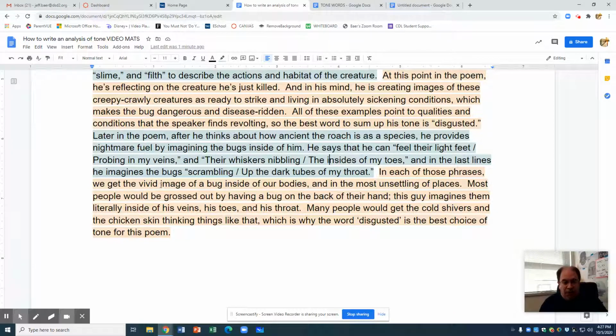And notice I use the words vivid image, right? Because that's really what this is. Again, little spoiler alert for our next piece. We're going to be talking about imagery as one technique that authors use to get across their point.